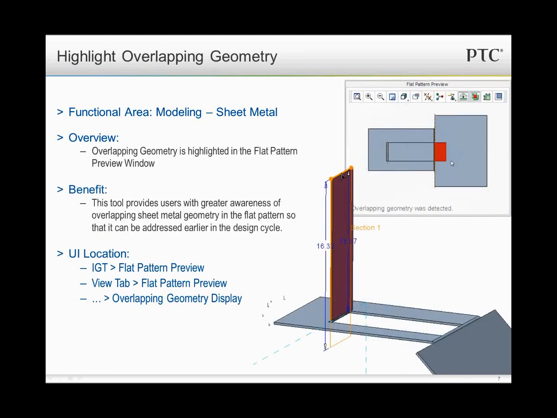The overlapping geometry, it highlights. So for some reason you made a cut here and then extended that wall too big and then did the flat, it'll highlight and show you that, hey, there's an interference here. So it gives you the little interference box.